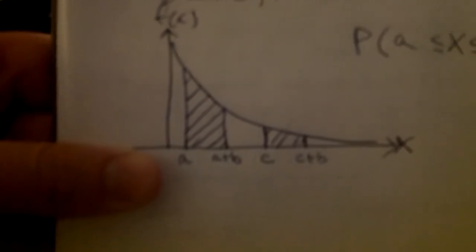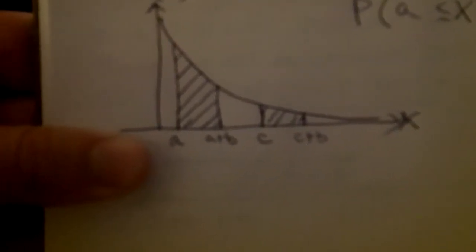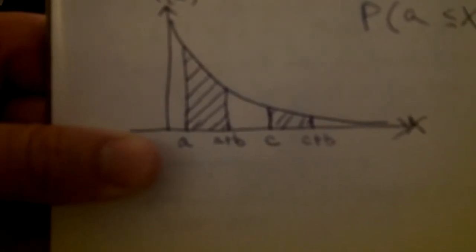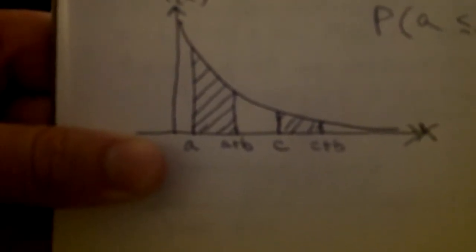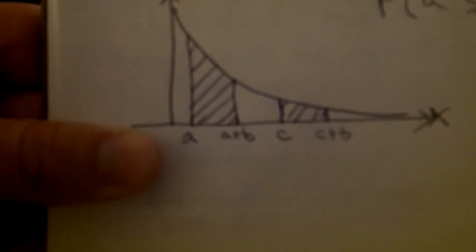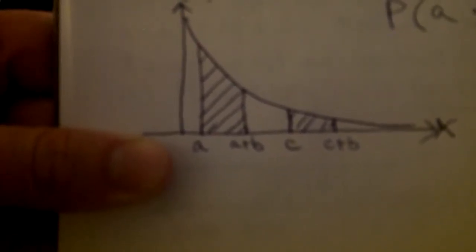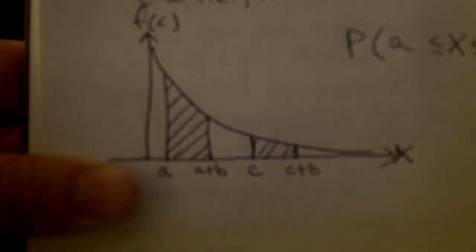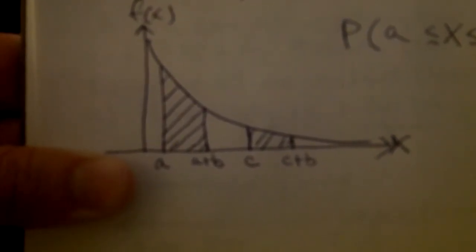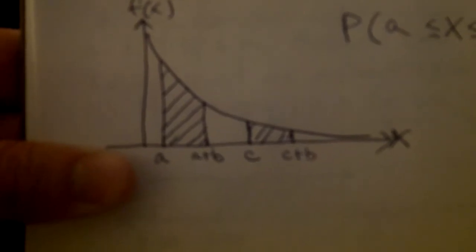So if you take a look at this picture down here at the bottom, I've created 2 intervals. One goes from A to A plus B, one goes from C to C plus B. So they're both the same width. That width is B. But for the interval from A to A plus B, the curve is much higher, so the probability associated with x being in that interval is much greater than the probability associated with being in the interval from C to C plus B.